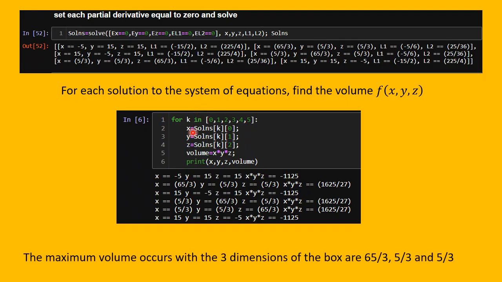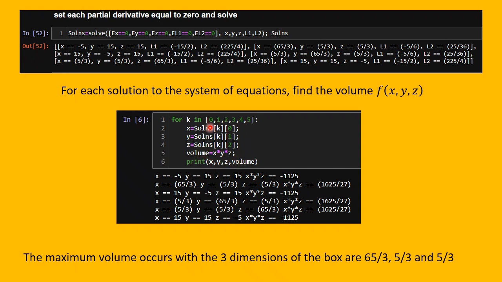So here's what we can do. We're going to have a loop here. For k in the list 0, 1, 2, 3, 4, 5, we're going to let x equal solution sub k 0, y equals solution sub k 1, z equals solution sub k 2, area is x times y times z, and print the value of x, y, and z and area.